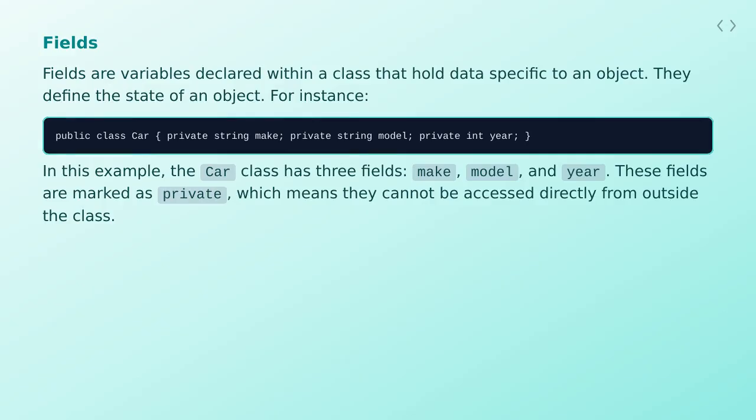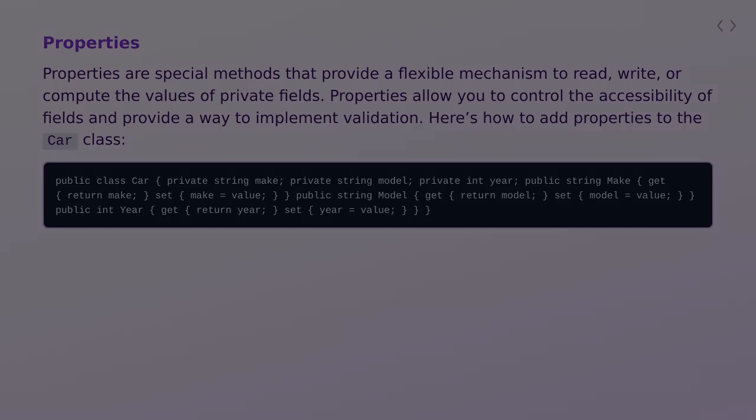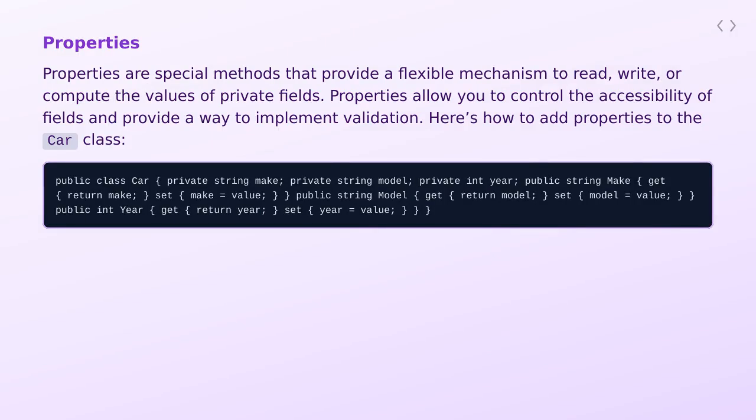For instance, this slide introduces a class definition. Study the structure in the code sample. In this example, the Car class has 3 fields: make, model, and year. These fields are marked as private, which means they can't be accessed directly from outside the class. Properties are special methods that provide a flexible mechanism to read, write, or compute the values of private fields. Properties allow you to control the accessibility of fields and provide a way to implement validation.